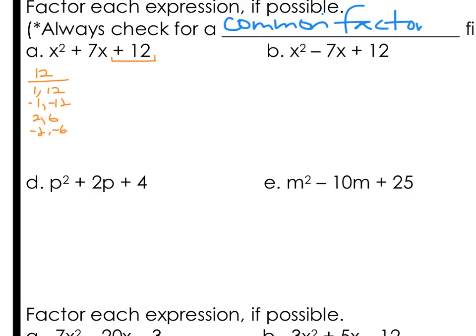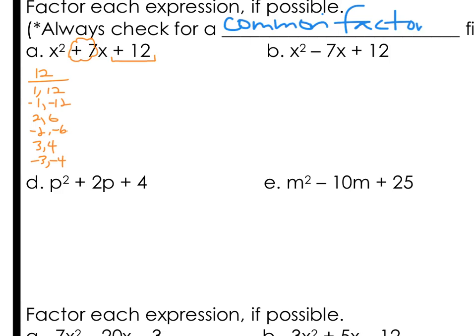So -2 times -6. We could do +3 times +4 or -3 times -4. Now, those are the only factors of 12. Hopefully, one of those pairs would combine to get that +7 for the b value.